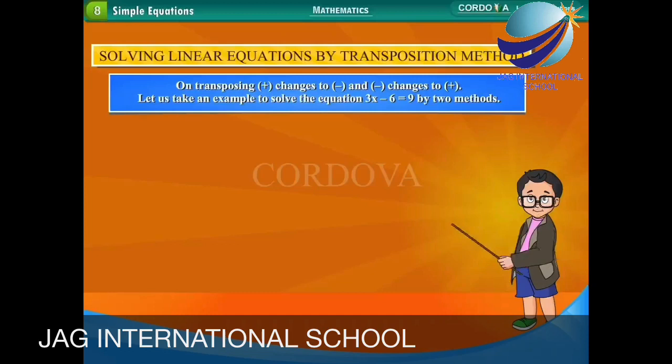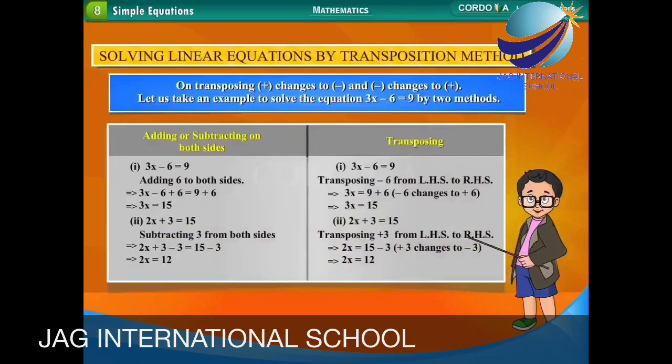Let us take an example to solve the equation 3x minus 6 is equal to 9 by two methods. Adding or subtracting on both sides: 3x minus 6 is equal to 9, adding 6 to both sides. This implies 3x minus 6 plus 6 is equal to 9 plus 6. This implies 3x is equal to 15.